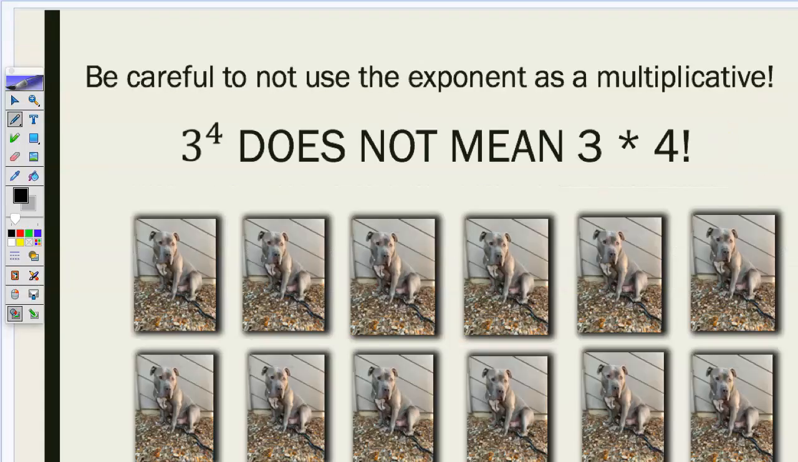So for example, just a warning, don't use 3 times 4 when you see this. The answer is not 12, and that's the biggest mistake students make when they are learning exponents. They think, oh, well, this just means 3 times 4, and it does not. An exponent is not your second multiplicand. It is how many times you multiply 3 times each other.